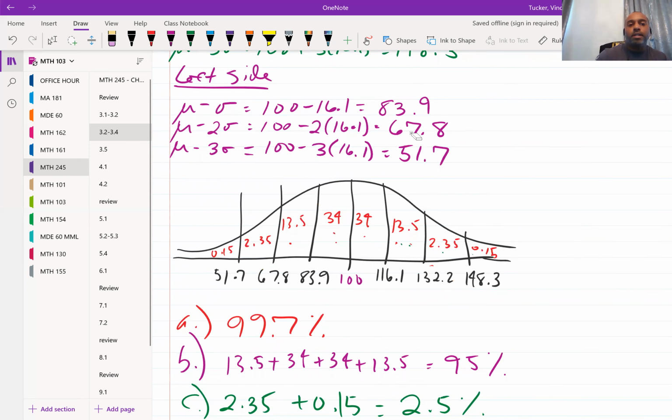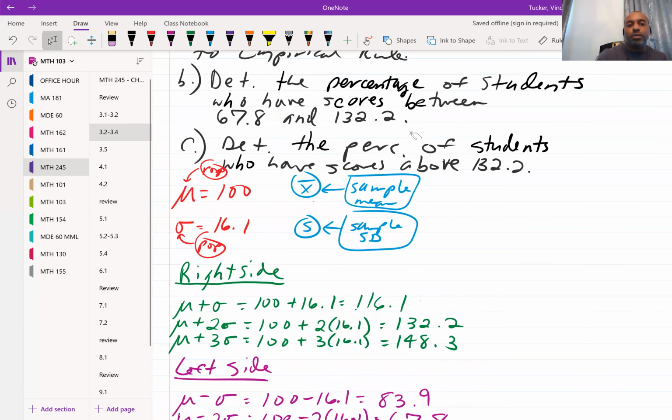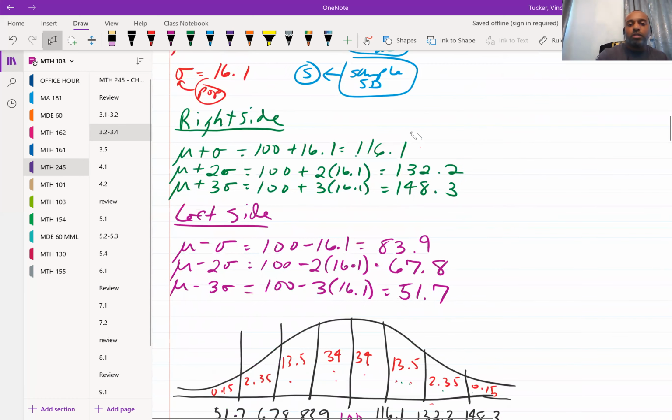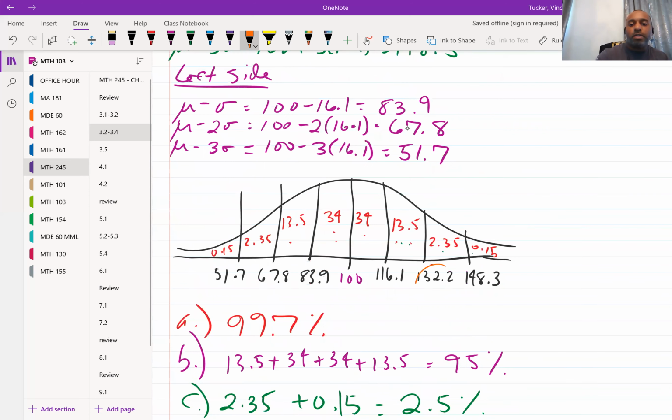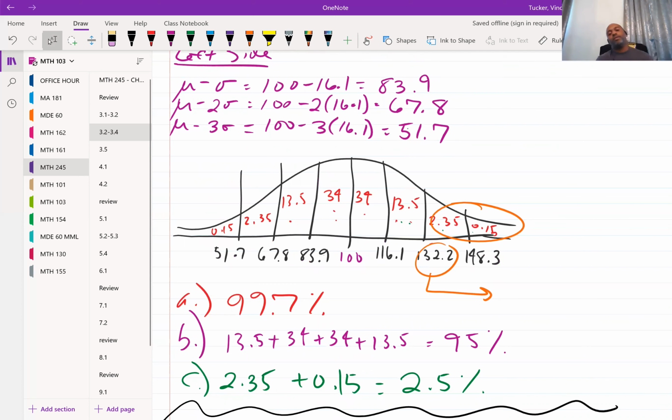And then C, last one, it says determine the percentage of students who have scored above 132.2. So 132.2 is right here. So when you're talking about above, that would be to the right of that. So you're looking at these two percentages. That's 2.35 and 0.15. So it's 2.5% of students you expect to score that high, or a 2.5% chance that a student will score that high.